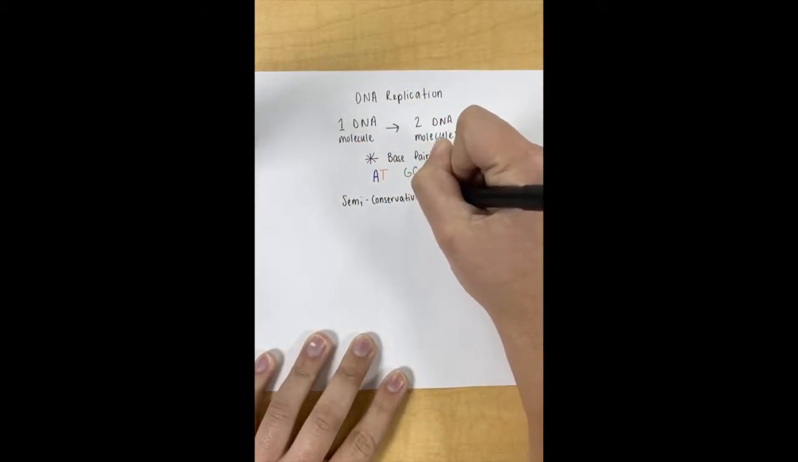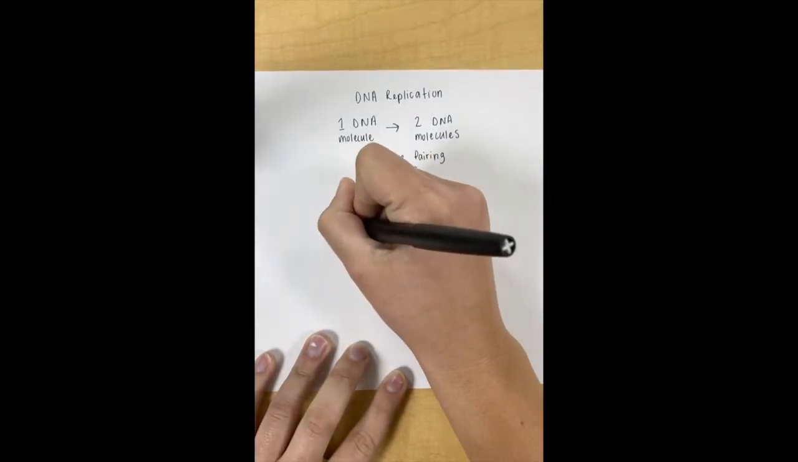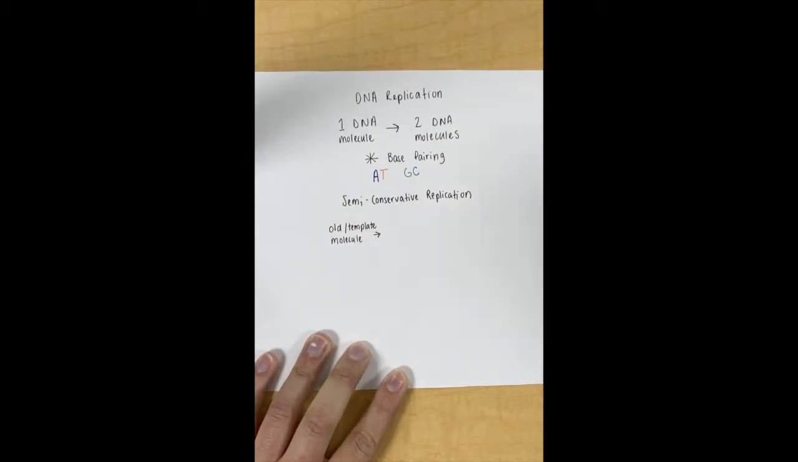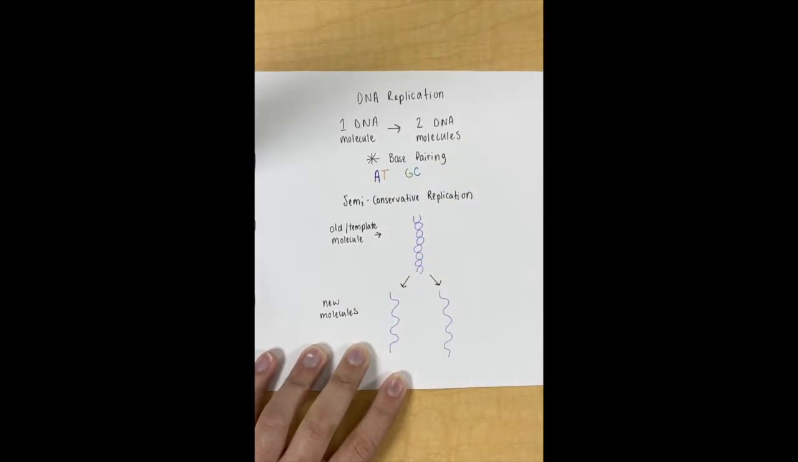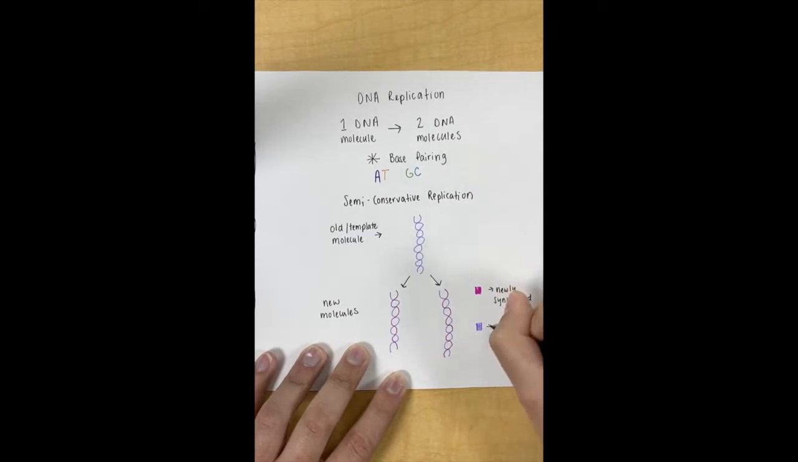The method of DNA replication is called semi-conservative replication. The old strand from the original DNA serves as a template for making the newly synthesized strand. So as a result, each DNA molecule has an old strand and a new strand.